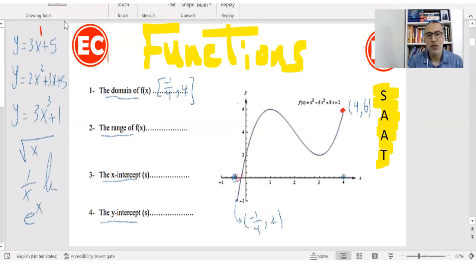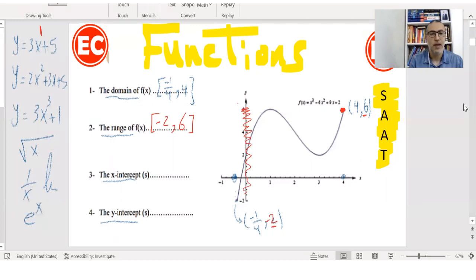So the domain is all the values that we replace into the function from the x-axis. What about the range? Range is the values of y. What is the maximum point of the function? The maximum point of the function is at 6. And the minimum point of the function is at negative 2. So the range here is from negative 2 till 6. So domain is from the x-axis, but range is from the y-axis.